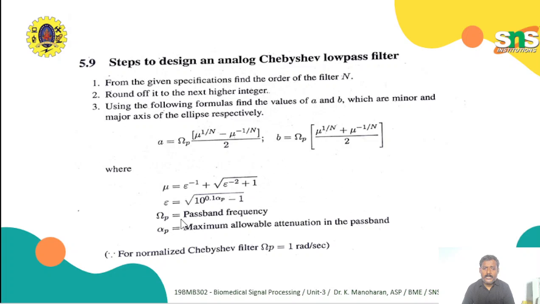For a normalized Chebyshev filter, we use omega p equal to 1 radian per second. So, this is called a normalized filter. For both Butterworth and Chebyshev, whenever you use normalization, we use the cutoff frequency as 1 radian per second. After that, we can transform it to the required filter for the specification.